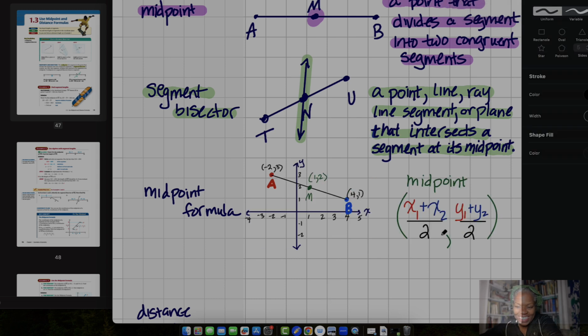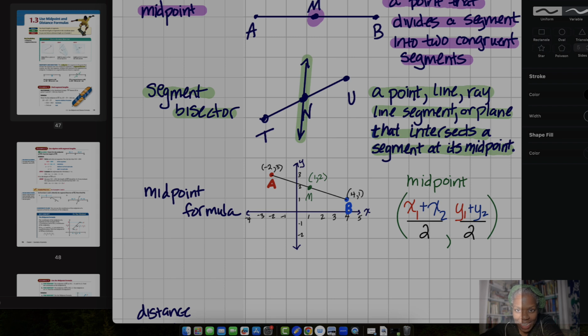The midpoint is equal to, I know this is going to seem crazy, x sub 1 plus x sub 2 divided by 2, and then y sub 1 plus y sub 2 divided by 2. So this will be the new x term for the midpoint, and this will be the new y term for the midpoint. Let's take a look at the colors.